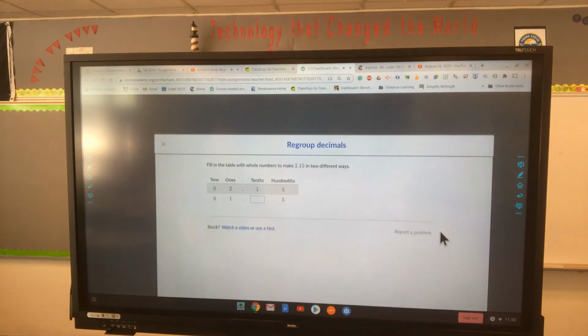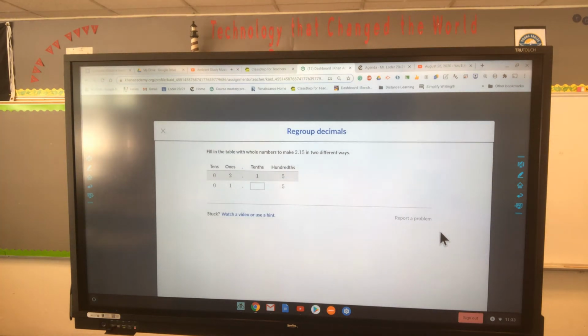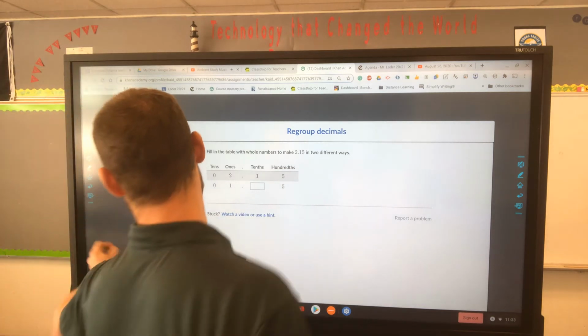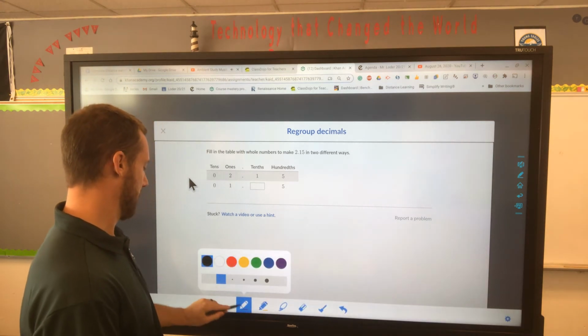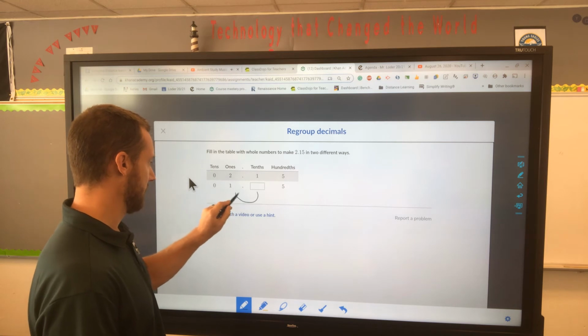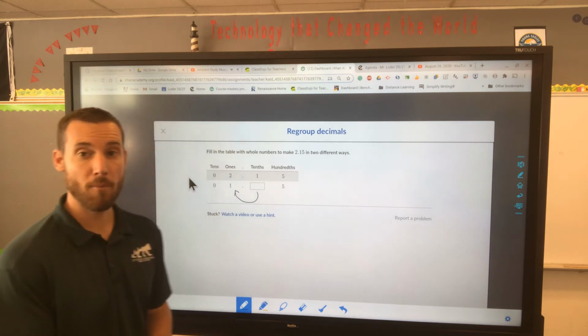Okay, on this one it says fill in the table with whole numbers to make 2.15 or 2 and 15 hundredths in 2 different ways. Okay, so it looks like they're doing the same kind of thing to us, right? So they have 2.15 here, and they have 1 point something 5. So we obviously need to get something to carry over from here to get here. We need to add 1 more to get there.